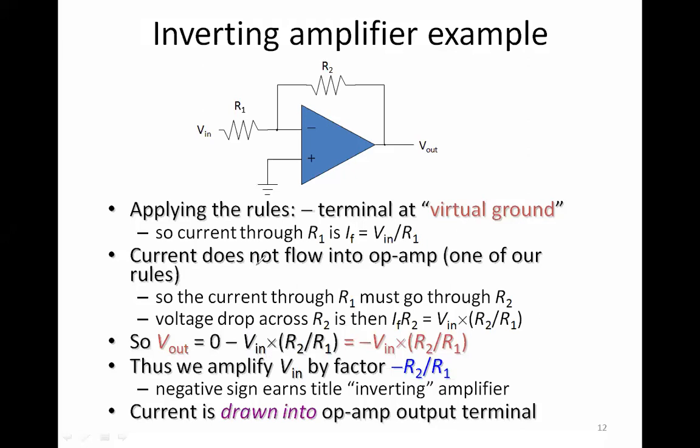Okay, and hence what is going to happen? This V in is the same, which is here. Okay, so this V in is getting multiplied by a factor of minus R2 by R1. Okay, so what is happening here? The negative sign, which means it is an inverting amplifier.